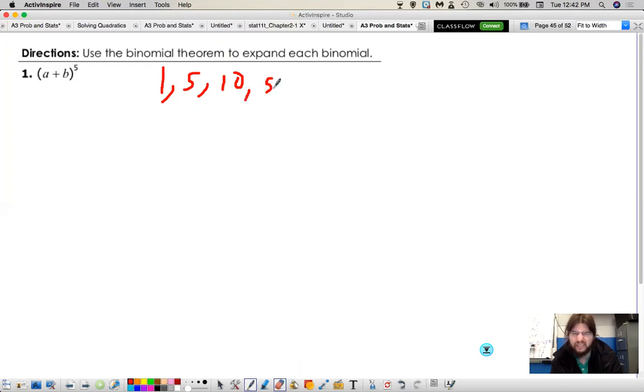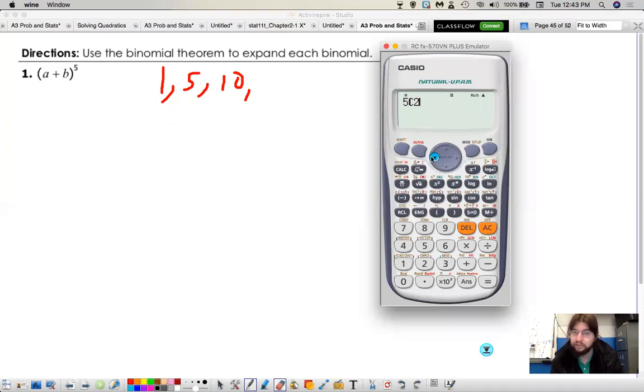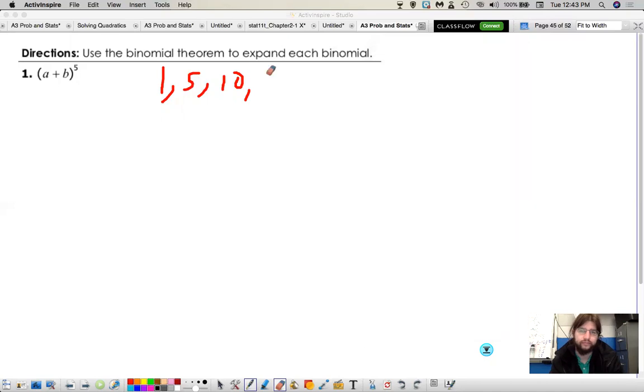5, 1, I think. 1, 2, 3, 4, 5. No, double the 10. My next number, if you forget, you can use your calculator, 10. And then it's going to repeat itself. It's going to go back down. 1. All right, so that's my coefficients I'm going to use.